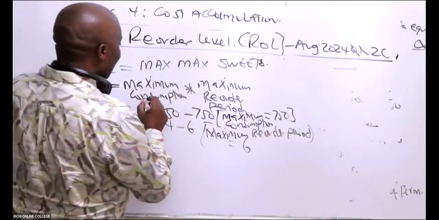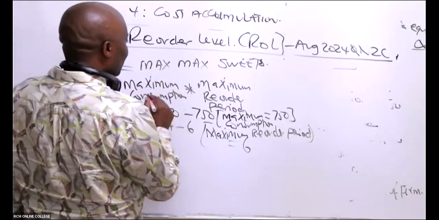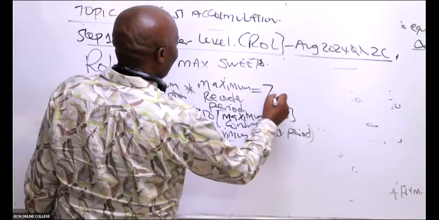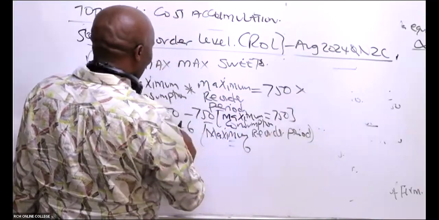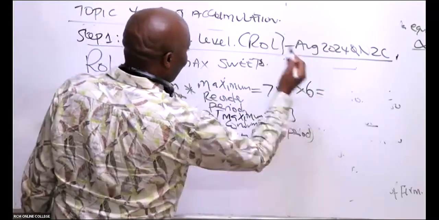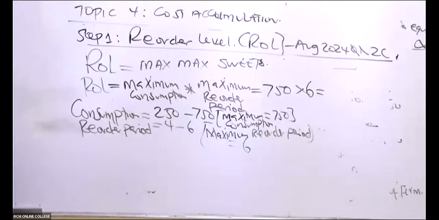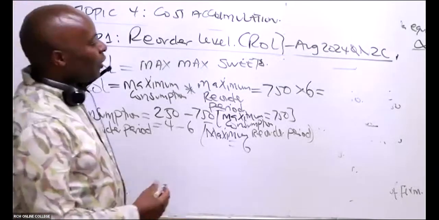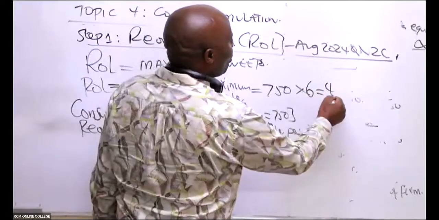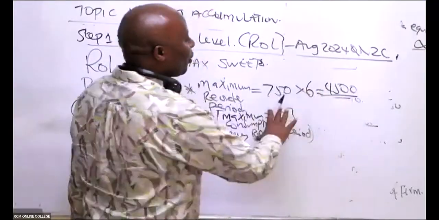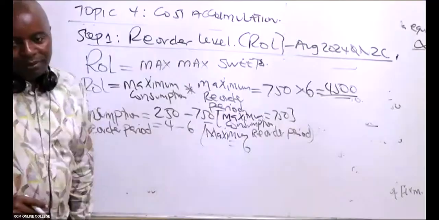So in this case here, maximum consumption by somebody is 750, right? 750 times maximum reorder period, which is what here? 6. So 750 times 6 gives me now how many units here? 4,500. Thank you so much. So what do you understand with this 4,500? What is this 4,500 to you?